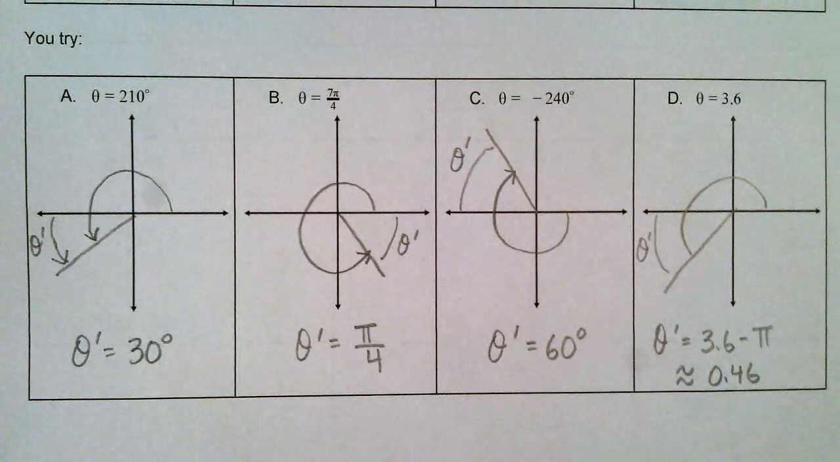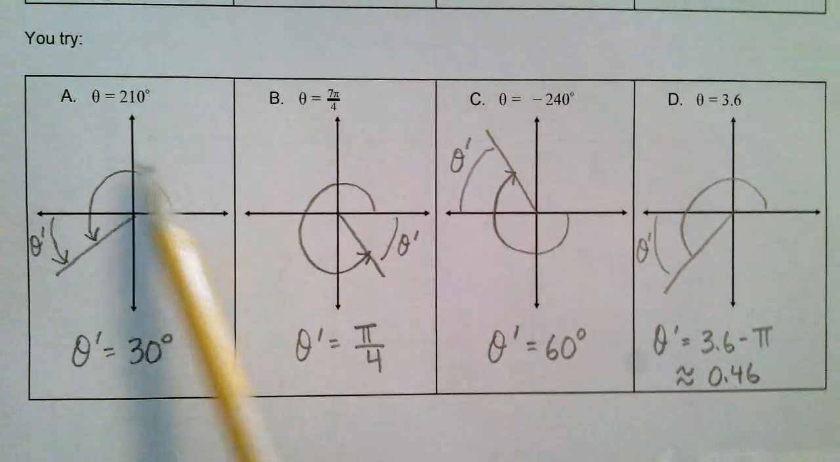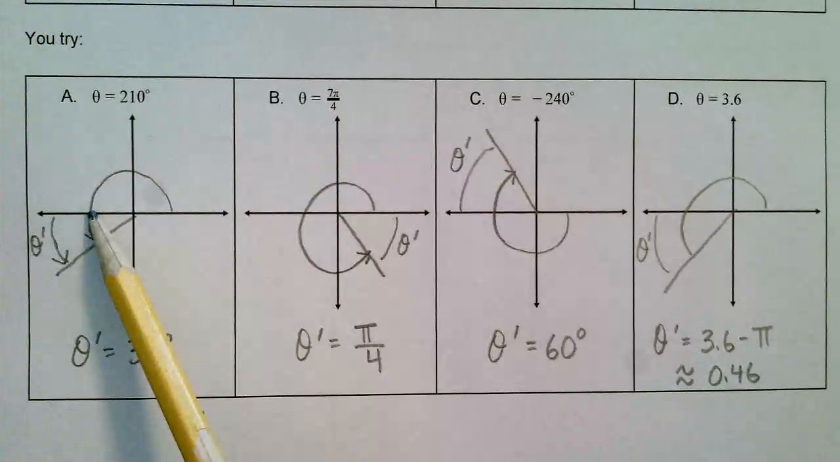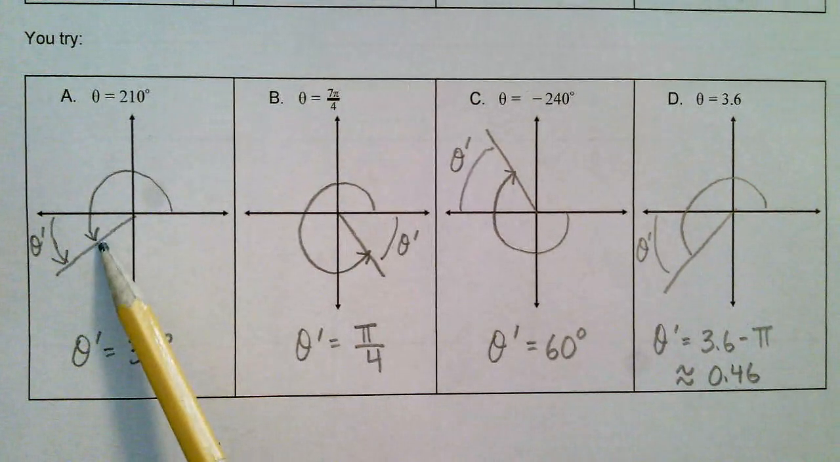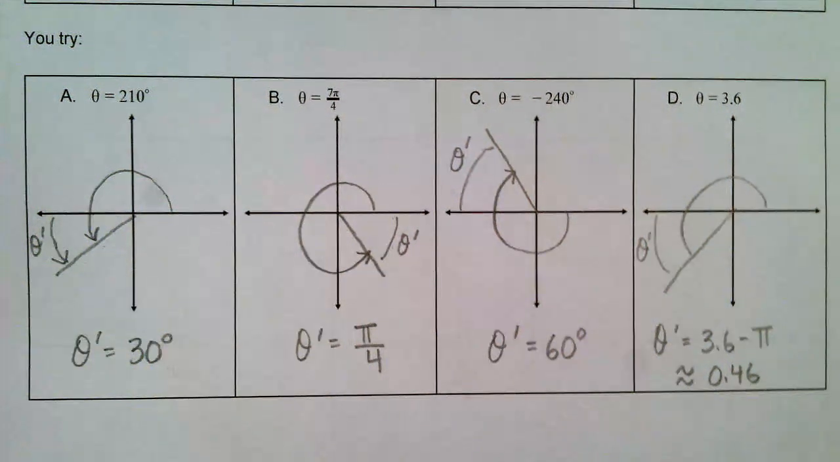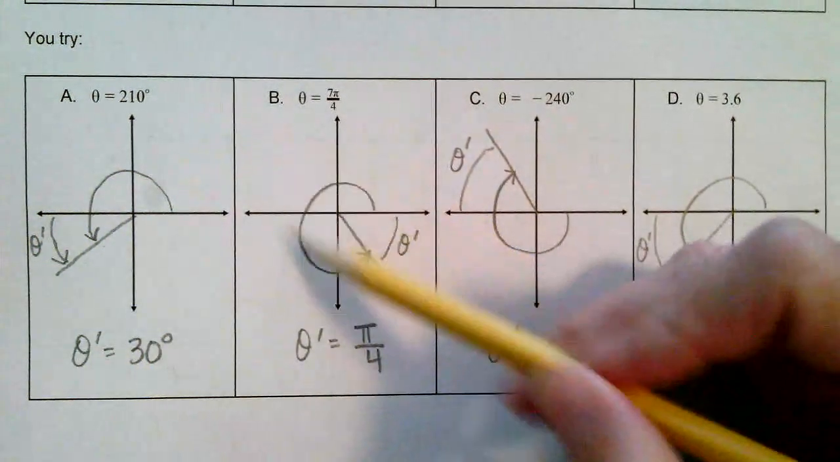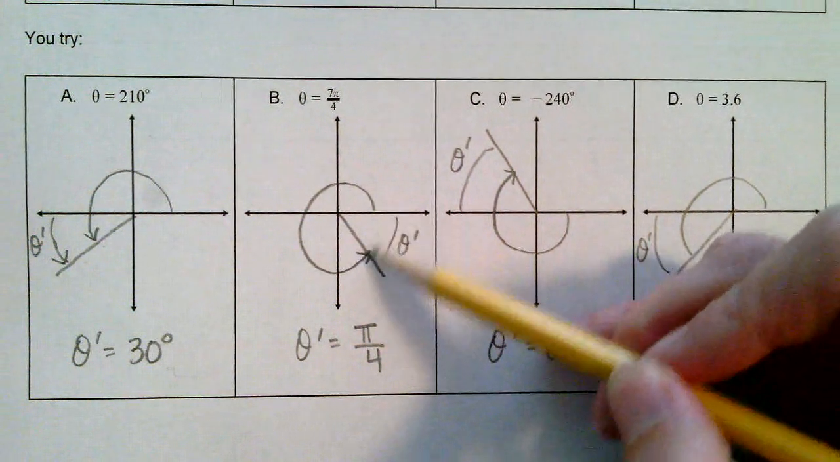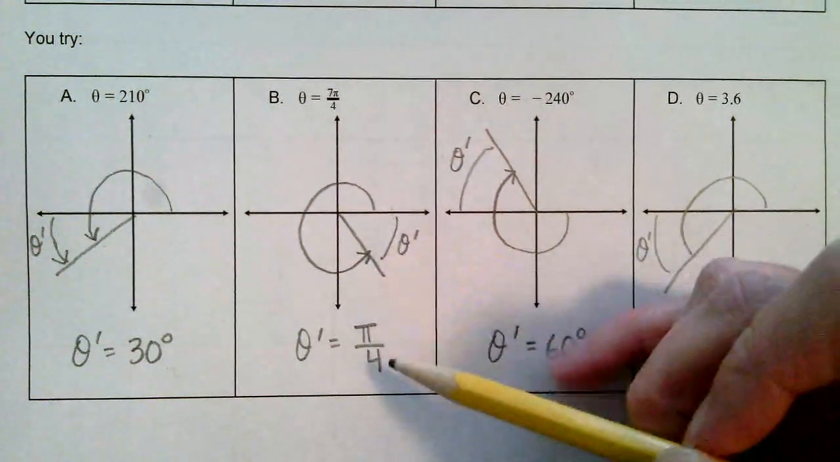Okay, so for letter A, 210 puts us into the third quadrant. Hopefully you realize this is 180, and to go up to 210, you'd go another 30 degrees. So it's 30 degrees right here. 7 pi over 4 brings us into the fourth quadrant. This little piece would be pi over 4.